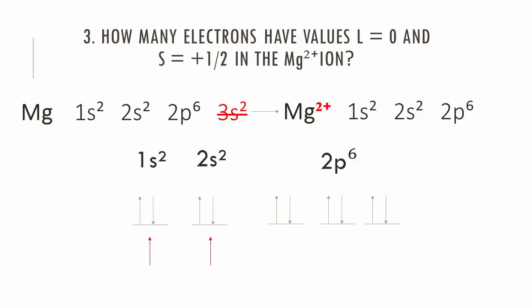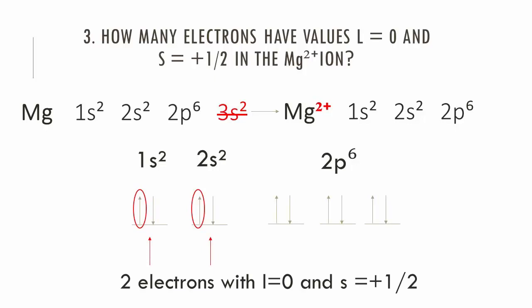Only the s orbitals have an L value of 0, and half of these electrons have an s value of +1/2, giving a total of 2 electrons having L equals 0 and s equals +1/2.